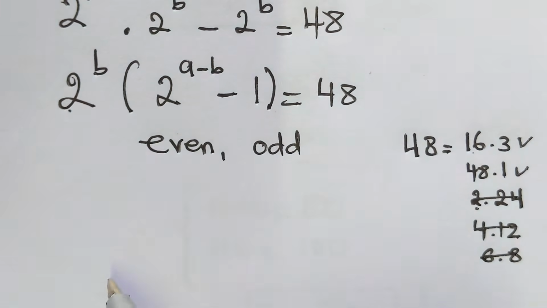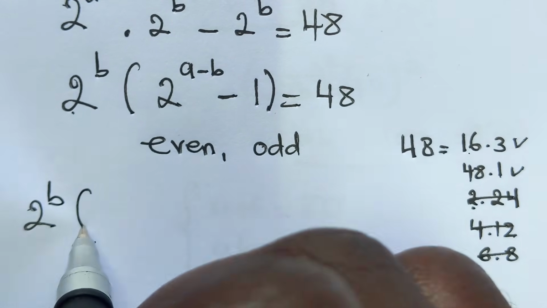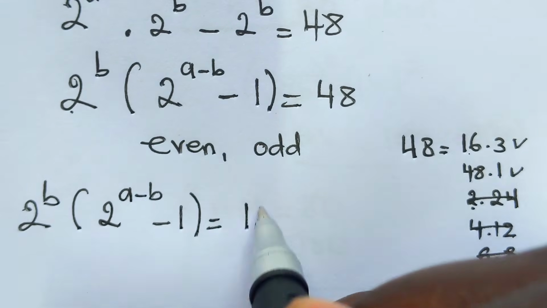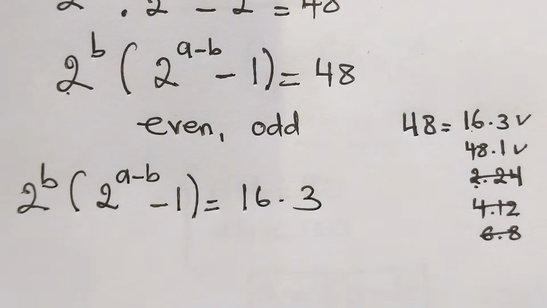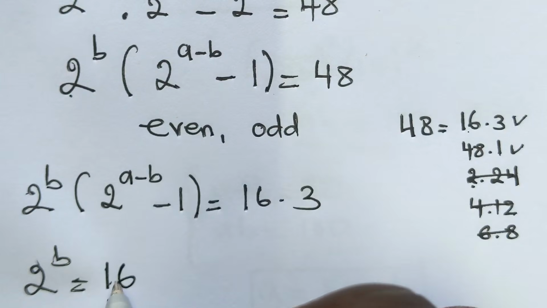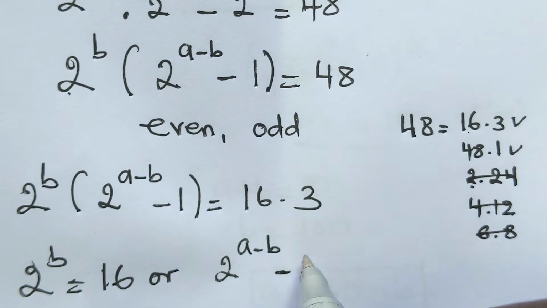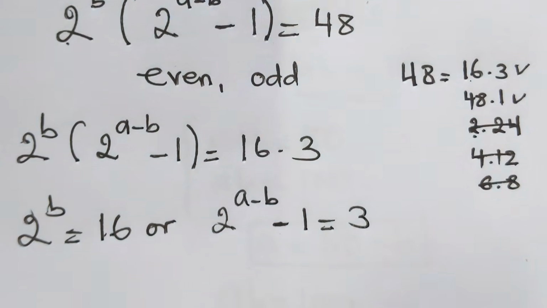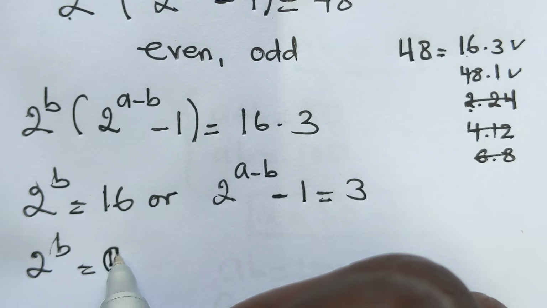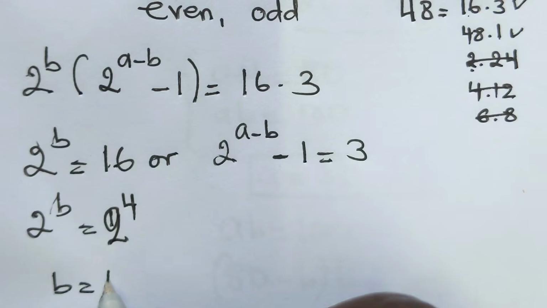And then we have to equalize to this equation. We have 2 power b, open bracket of 2 power a minus b, then minus 1, to be equal to 16 times 3. So that we shall have here 2 power b, which is equal to 16, or 2 power a minus b, then minus 1, equals 3. At this stage, we have 2 power b, which is equal to 2 power 4, and we shall write that here our b will be 4.